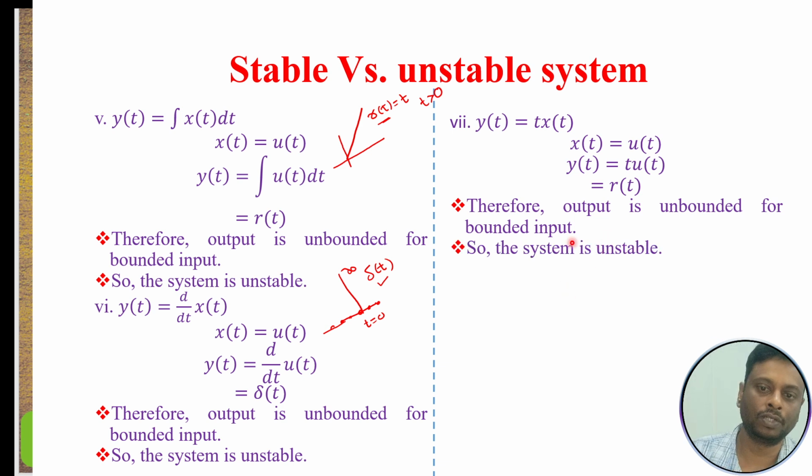Likewise, you can test whether the system is stable: for a bounded input, check whether the system is producing a bounded output. If the system is producing a bounded output, then the system is stable. If the system is producing an unbounded output, then the system is unstable.